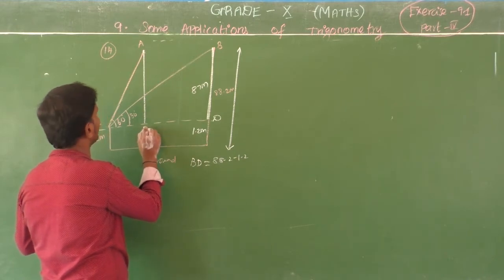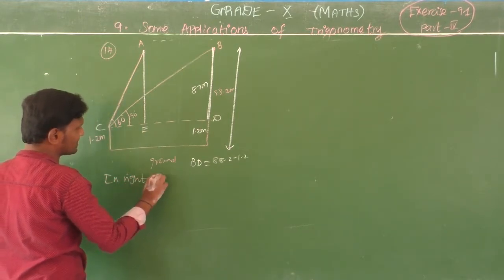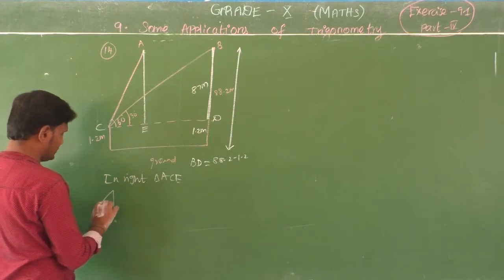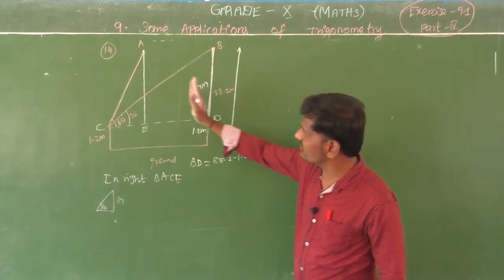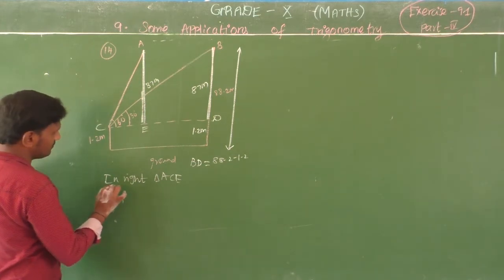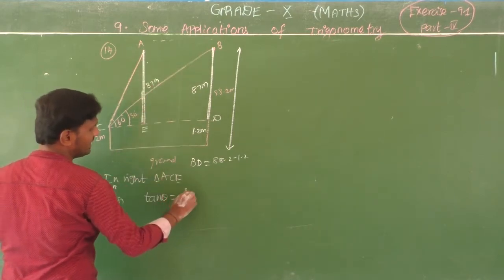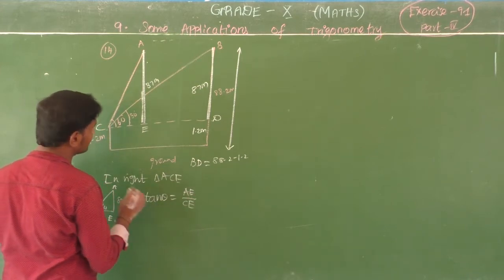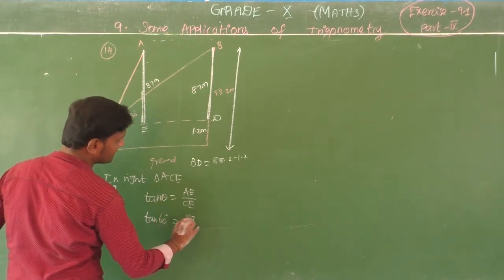Now, first I am going to take the triangle ACE, with points A, B, C, D, E, in right triangle ACE. This angle is 60 degrees, and this side is 87, because the horizontal level height is 87. Now tan theta equals opposite side AE divided by adjacent side CE. So tan 60 degrees equals AE, which is 87, divided by CE.